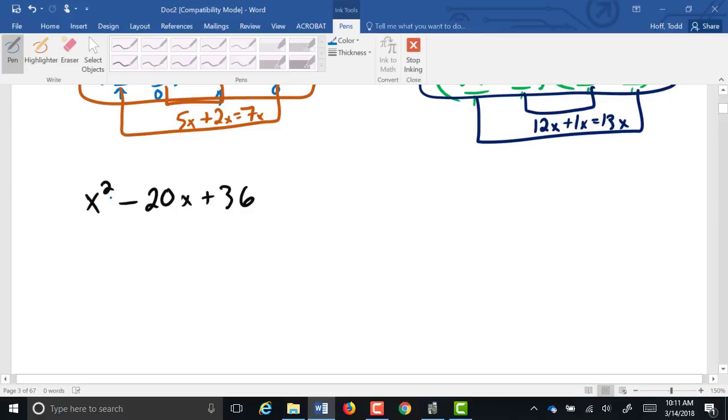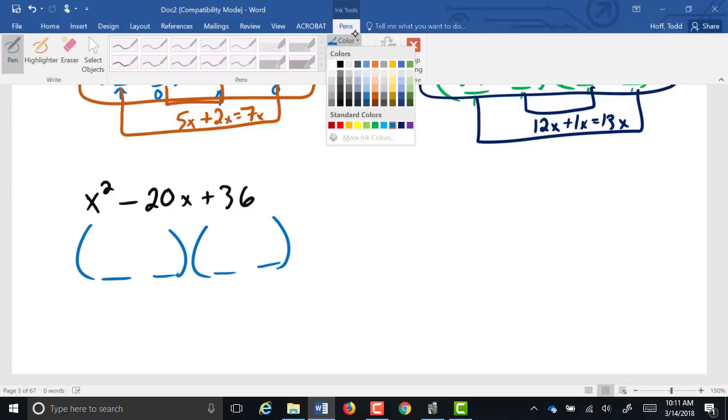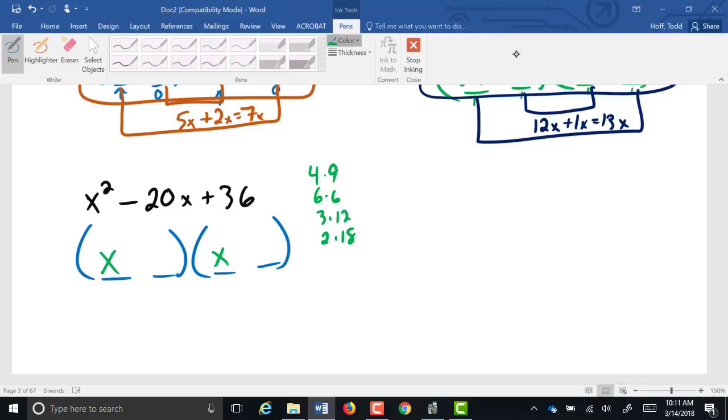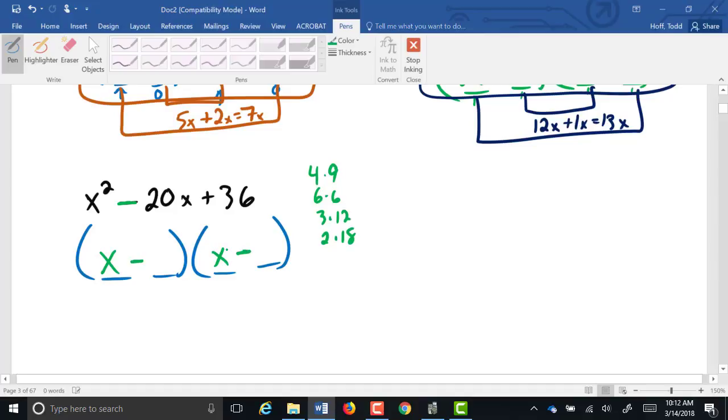So here, no common factors. So we go to that reverse multiplication. Of course, x squared has to be x times x. 36 can be 4 times 9, 6 times 6, 3 times 12, 2 times 18. Now, you had mentioned earlier, they're either both positive or both negative. Since this is minus, that means both going to be negative. Yes, we know that.